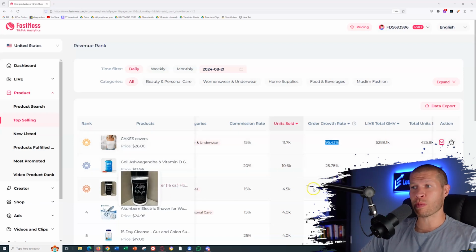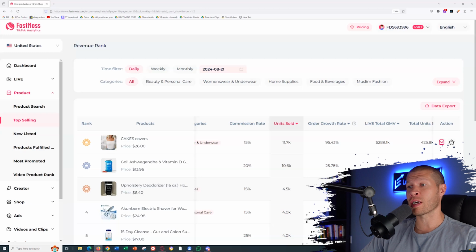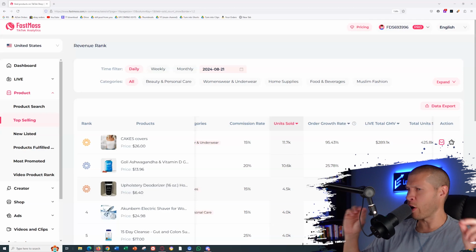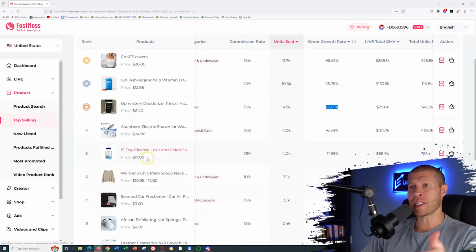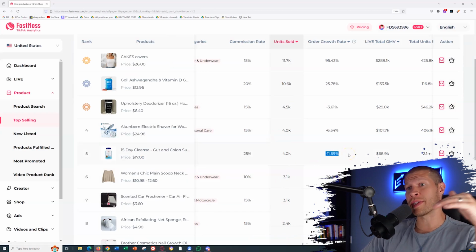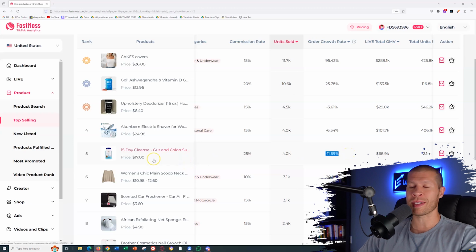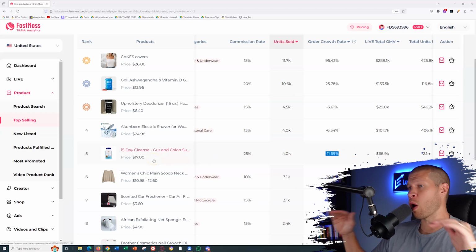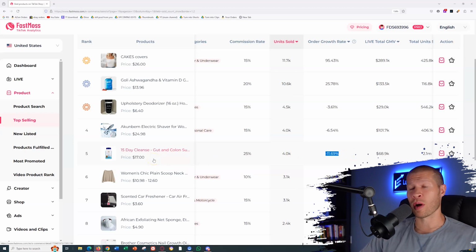This one is the third best product, but you can see the order growth rate is actually declining at 3.61%. That isn't necessarily a deal breaker, but you would 100% want to look into it a lot more if you were going to promote this product. The 15-day cleanser that we just covered is actually losing 11.69% in order growth rate. So this one's on the downtrend, and that would make sense to me because I've been seeing this product literally promoted all over the place for the past several months. So it could very well be oversaturated now.